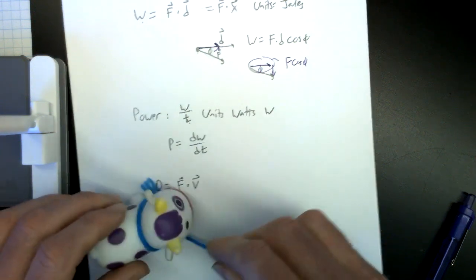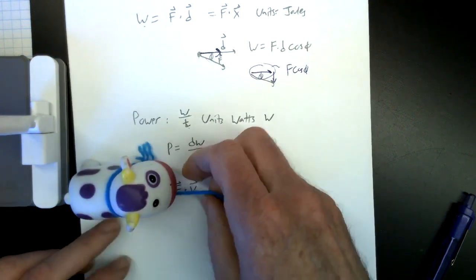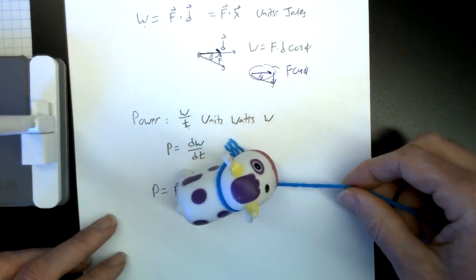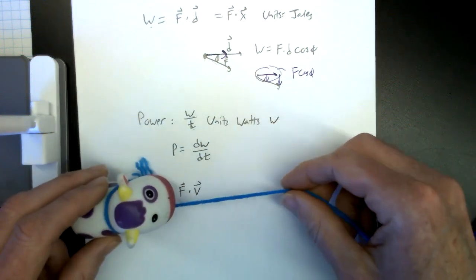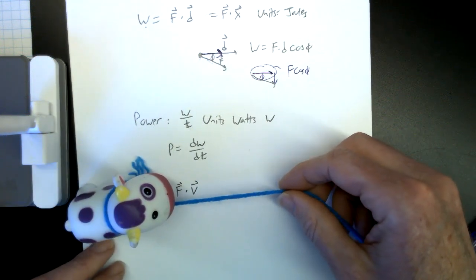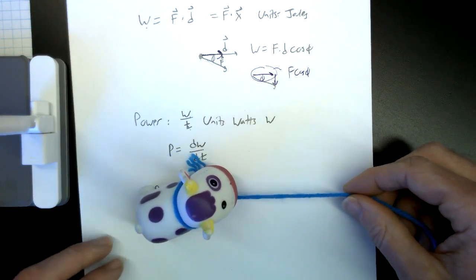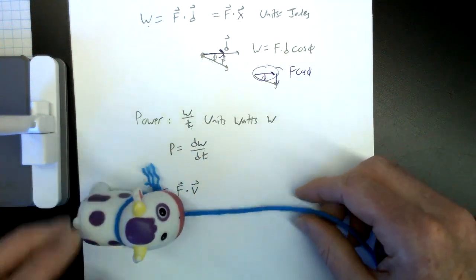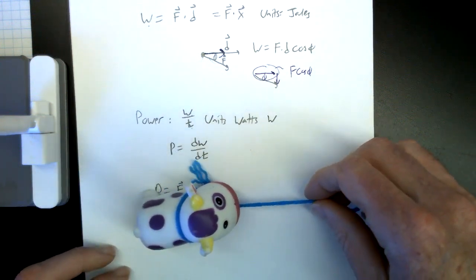So what do we mean by that? If I'm taking my cow and dragging it along the paper right here, I'm applying a force to the cow. Let's imagine the cow is just going at a constant speed because of friction or air resistance or something. So I'm just pulling the cow at a constant speed like this.